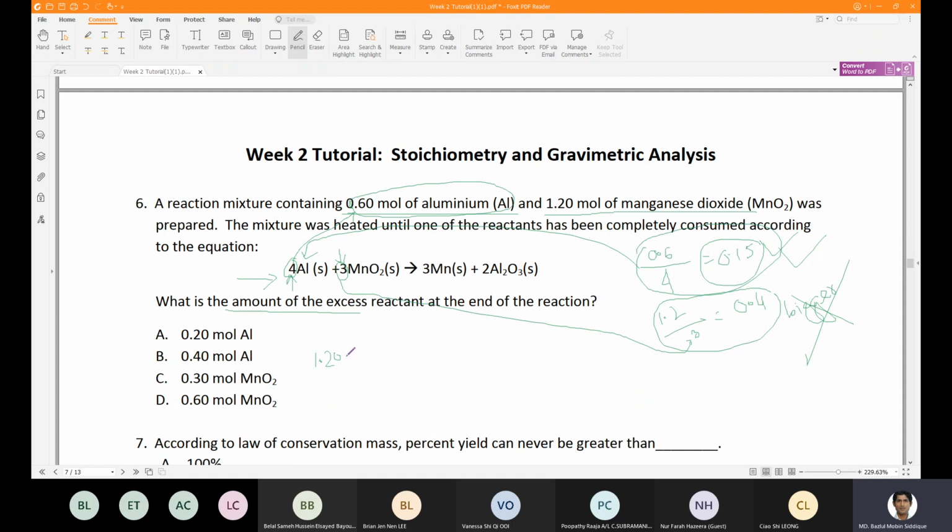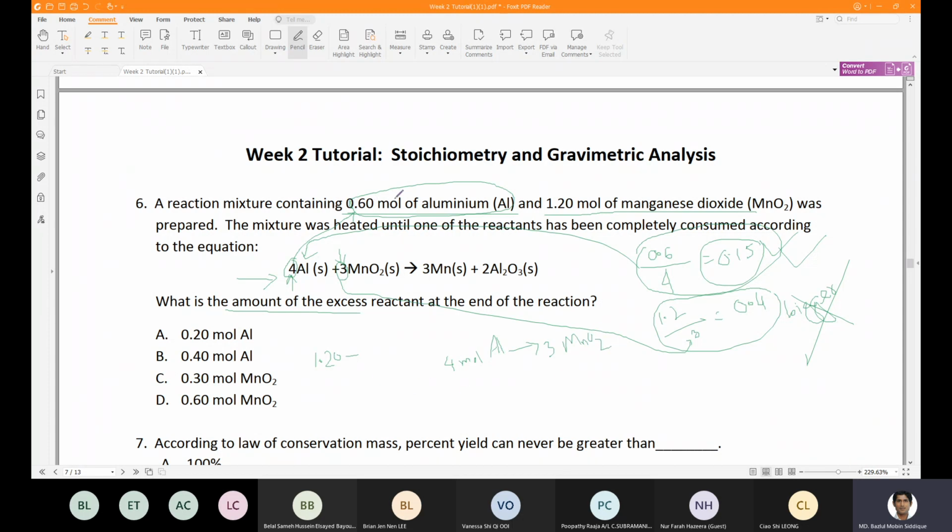Then I have to deduct how much of the magnesium was used, or aluminium actually, how much of the magnesium the aluminium took from here. We should find out. So how do you find out how much it took? 4 moles of aluminium takes 3 moles of magnesium oxide, right? I cannot write. Aluminium takes 3 moles of magnesium oxide.